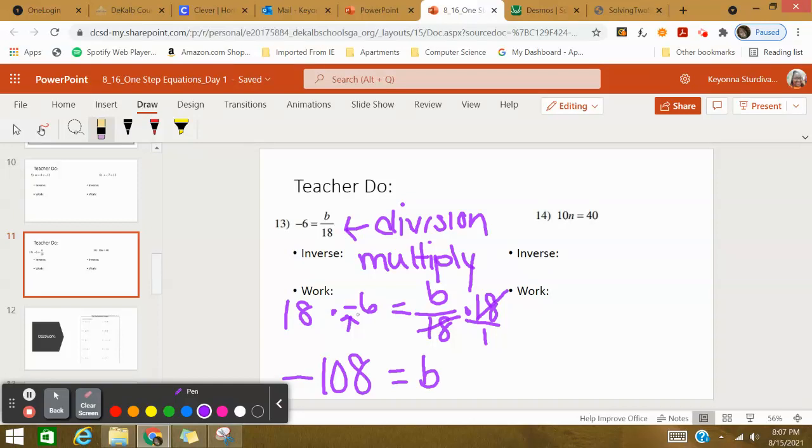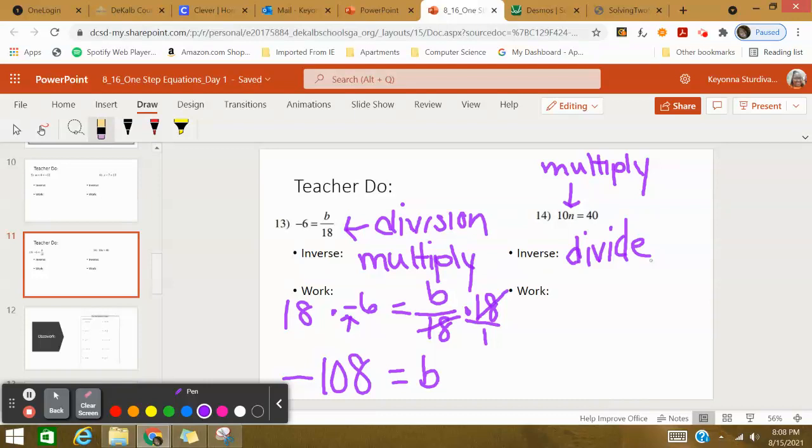We have one more problem that I am modeling with you guys, and that is 10n is equal to 40. So again, first I'm going to identify my inverse operation. So remember that anytime I see a variable and a number attached to each other, that's understood multiplication. Okay. So the inverse of multiplication means that I know on this problem, I have to use division. Okay. So I identify my inverse, which is step 1.